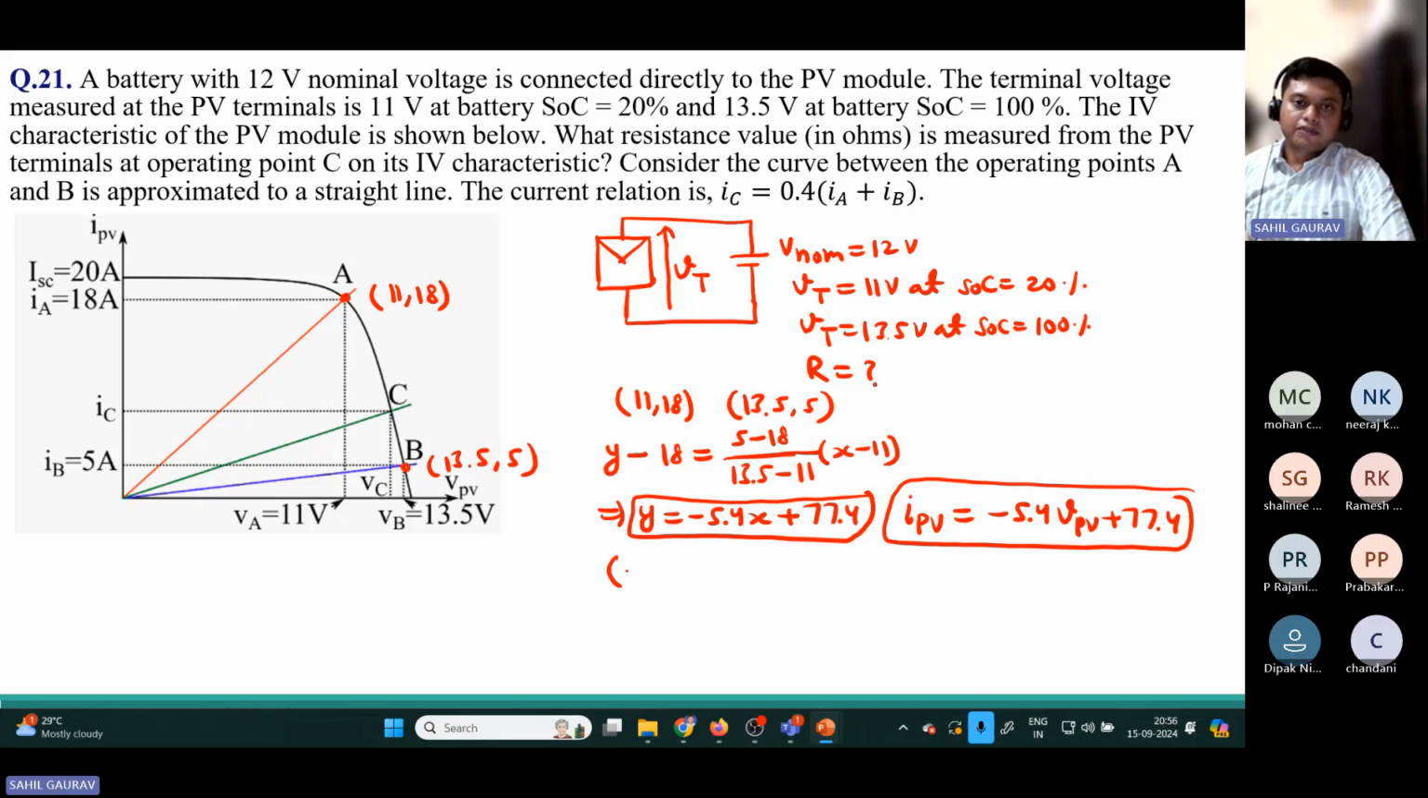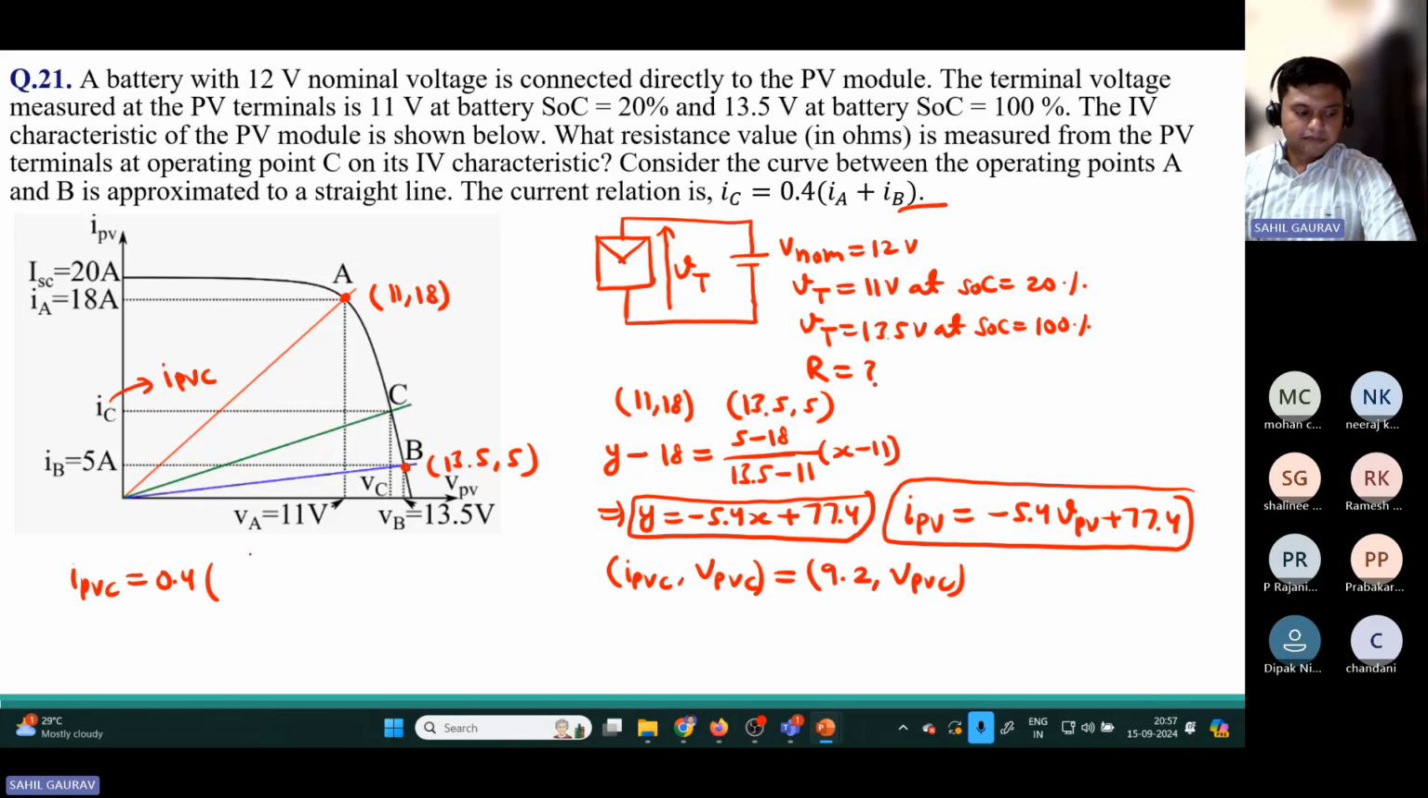So now we have to find the IPVC, VPVC. IPVC is given as 9.2. How did we get this IC? I represented IPVC as 9.2, so we will get it from this one. IPVC equal to 0.4 IA plus 0.6 IB, where IA is given as 18 and IB is given as 5. So it will come as 9.2.